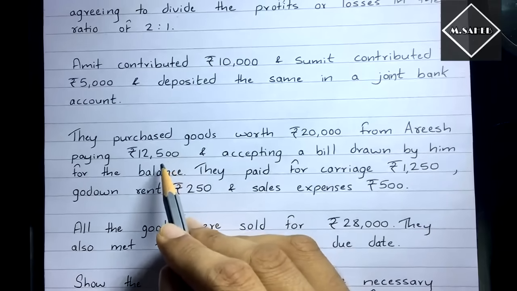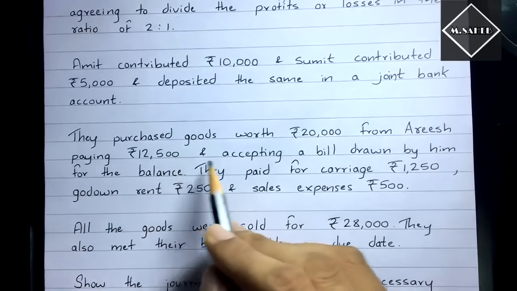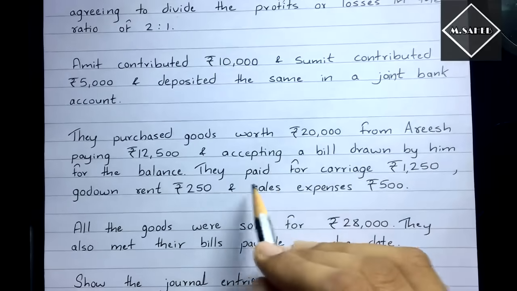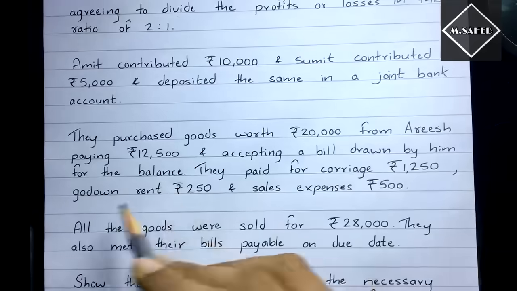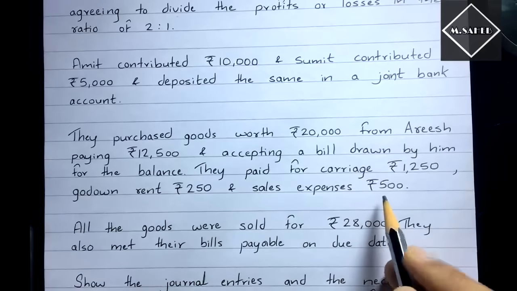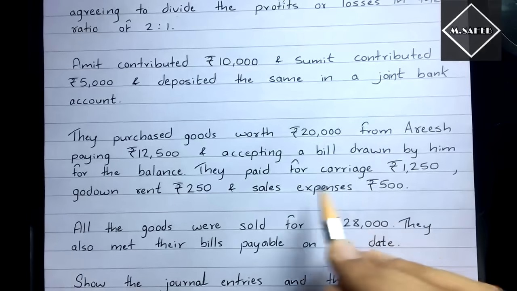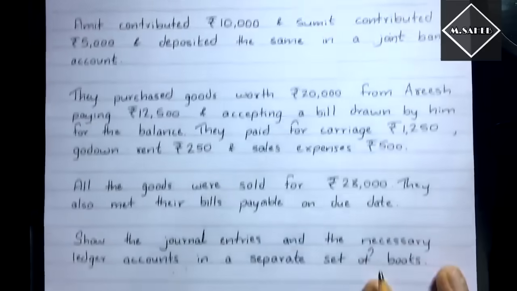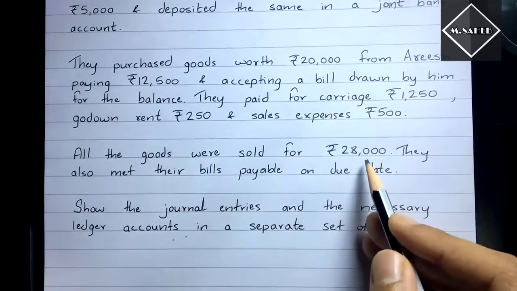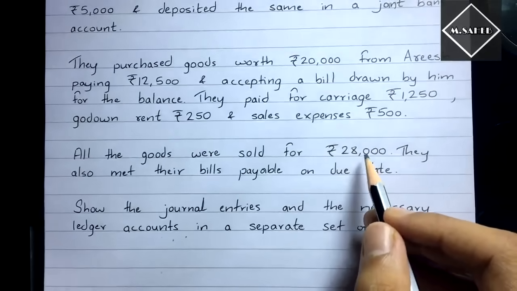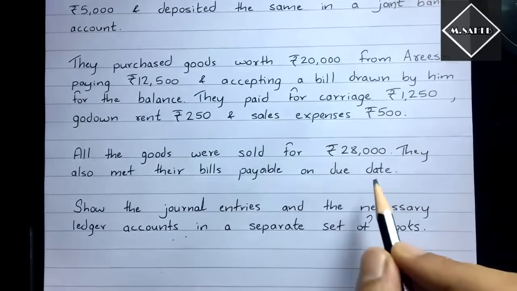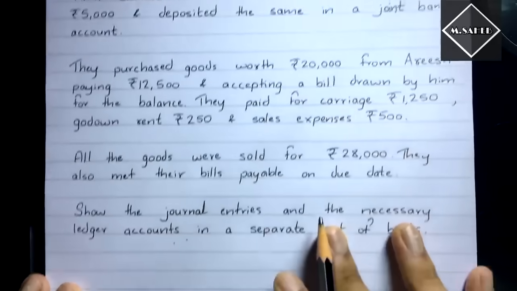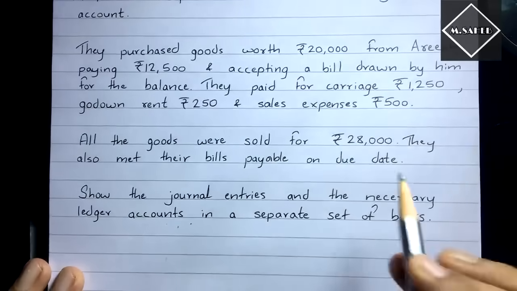That means still 7,500 is pending, and accepting a bill drawn by him for the balance, they have drawn a bill. They paid for carriage rupees 1250, godown rent rupees 250, and sales expenses rupees 500. So here they have incurred some expenses for the business: carriage, godown rent, and sales expenses. Then all the goods were sold for rupees 28,000. They also met their bills payable on due date. So here there was a bill of 7,500, and they met the bill on the maturity date, on the due date.